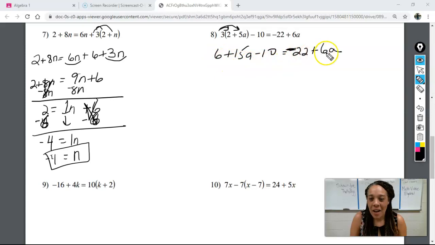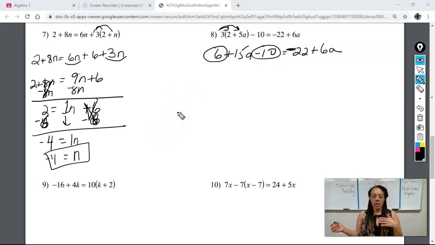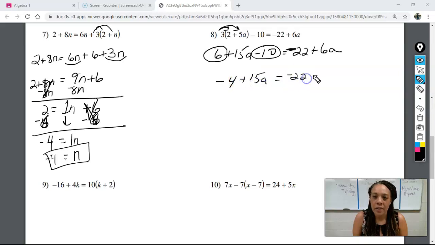Okay, same scenario, except this time I have constants that I can combine before I start shifting things from one side to the other. So I have 6 minus 10 is negative 4 plus 15a equals 2 plus 6a. Here I think I'm going to choose to subtract 6a on both sides. I think that's the easier math.